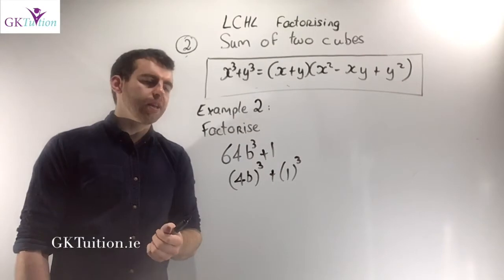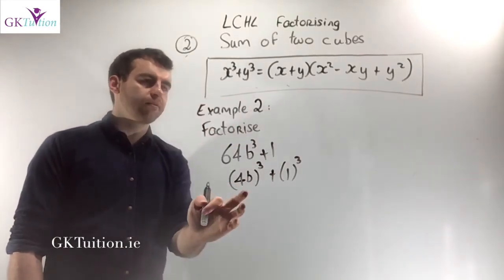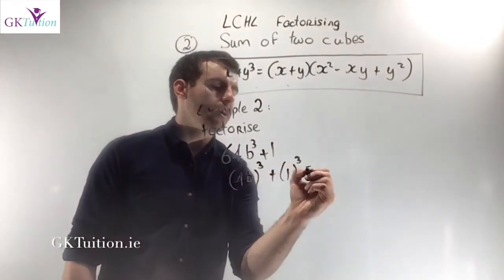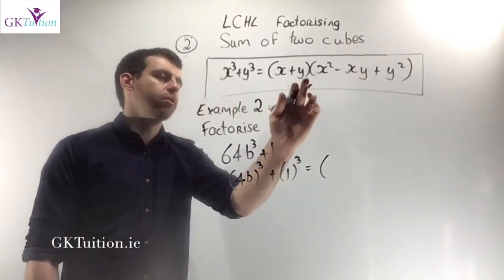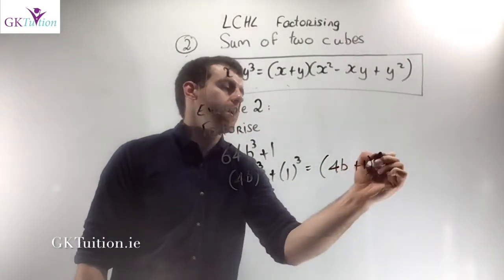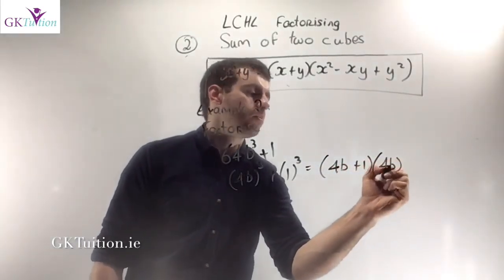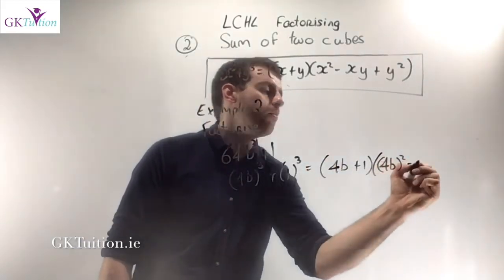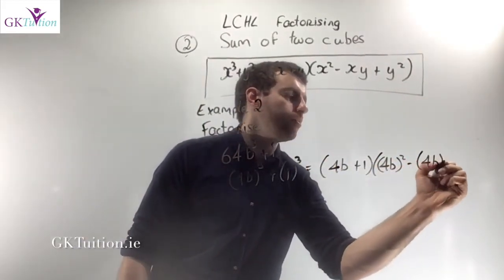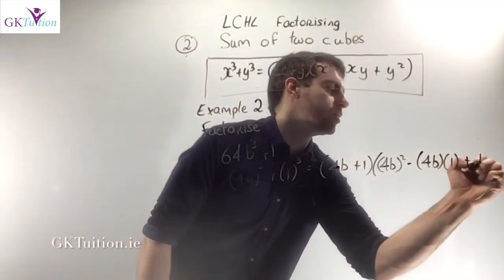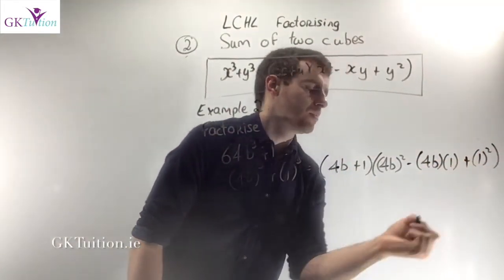So I'm just going to sub in, except instead of x I can sub in 4b, instead of y I can sub in a 1. So let's see what that would look like. X plus y in this case would be 4b plus 1. And x squared would become 4b all squared, while minus xy would become minus, and then x, which is 4b, and my y is 1. And then I have y squared at the end, which is just going to be 1 squared.